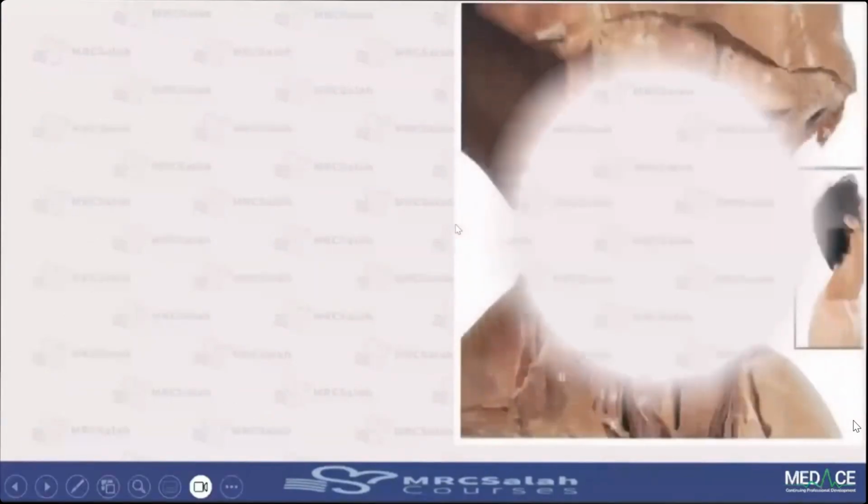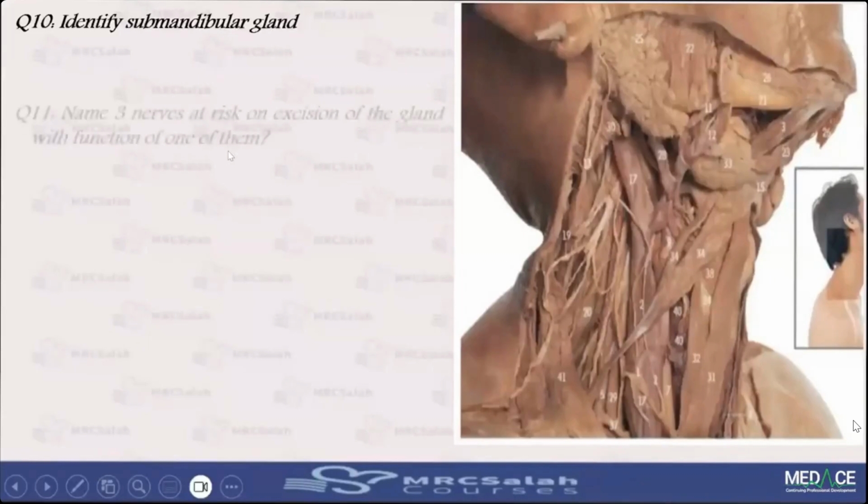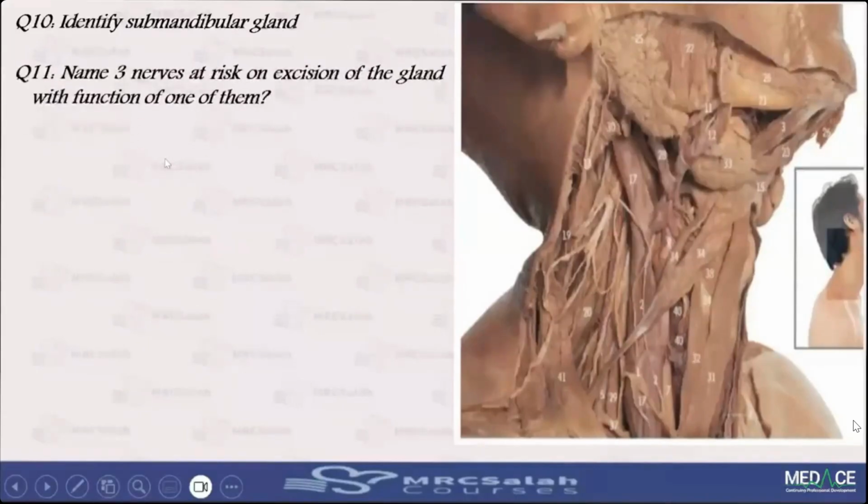Continue. Okay, from this picture, would you identify the submandibular gland? Okay, the submandibular gland is 33. Yes, definitely. And what three nerves are at risk on excision of the gland?